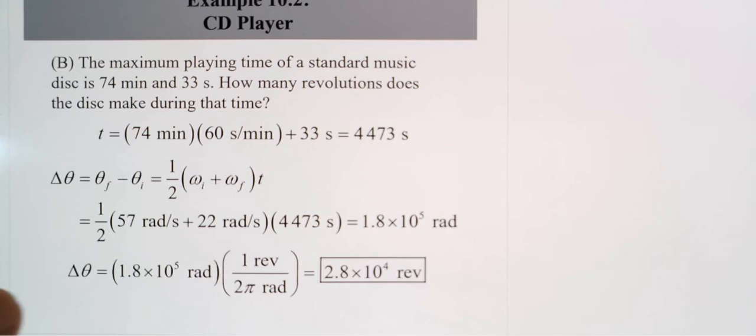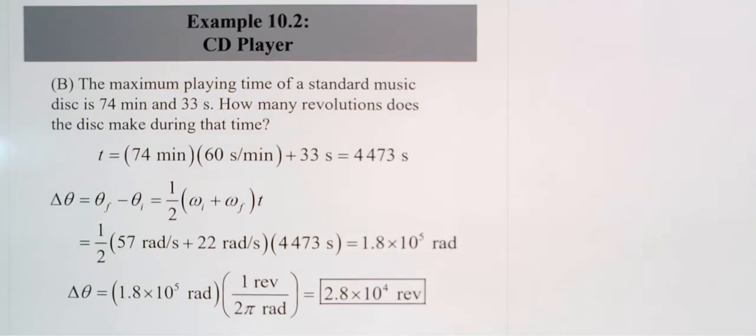Okay, let's go Adel, read. The maximum playing time of a standard music disc is 74 minutes and 33 seconds. How many revolutions does the disc make during that time? Okay. What is your question, Abdulrahman?